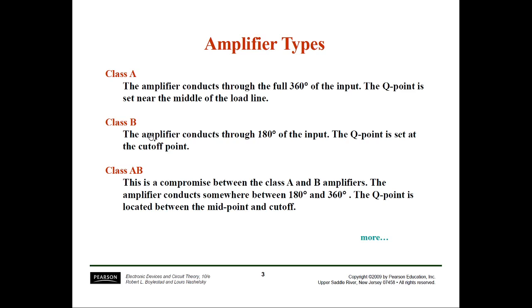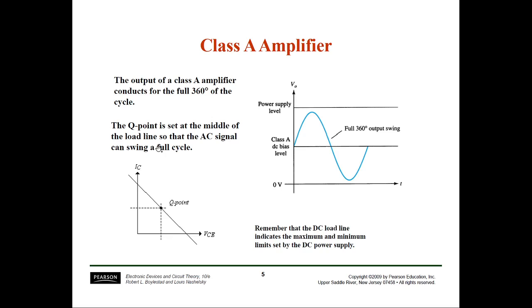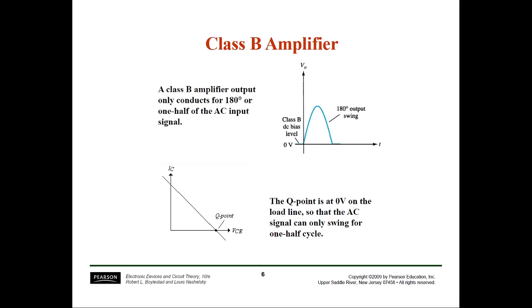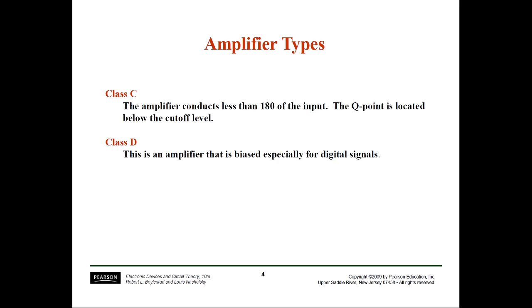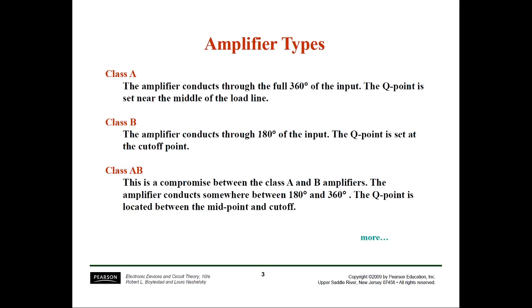Then the class B amplifier conducts only the half cycle, that is, 180 degrees of the input, and the Q point is at the cutoff region. I will show this using a diagram. Don't worry about how 180 degrees and how the Q point region arise; I will explain in detail in the upcoming slides. So it conducts 180 degrees of the input cycle, and the Q point is at cutoff.